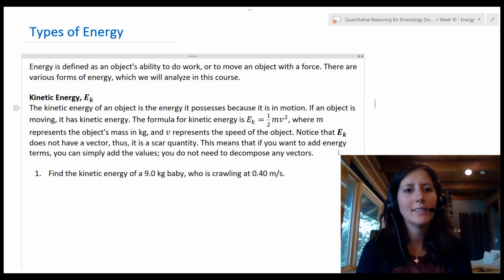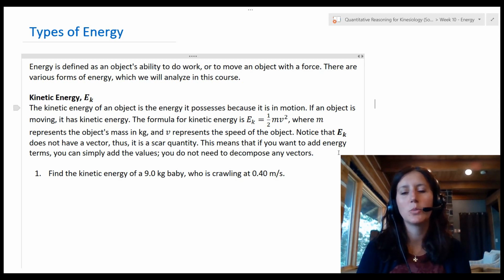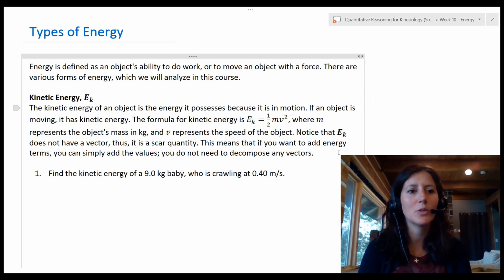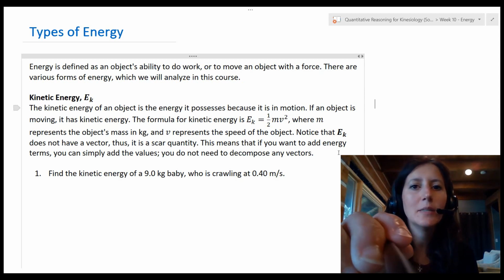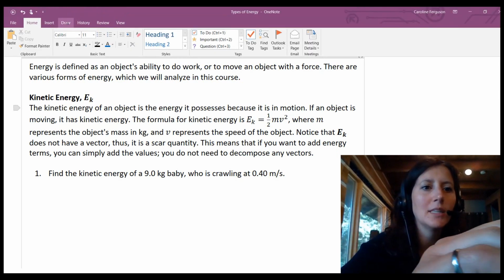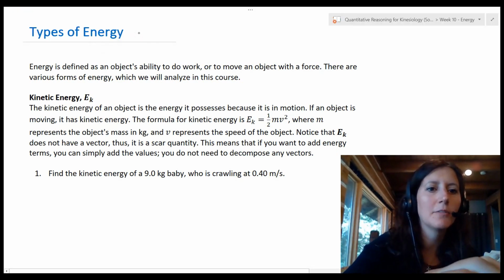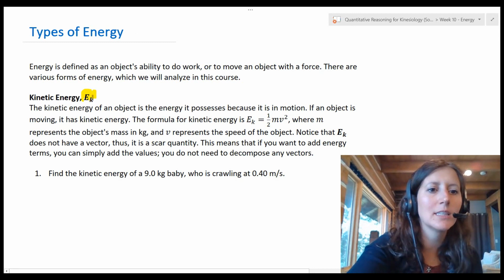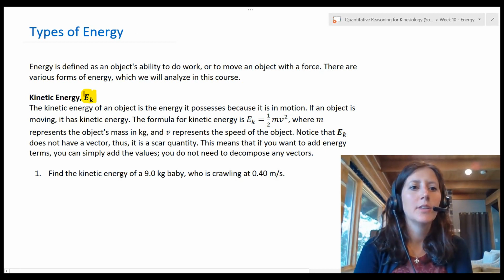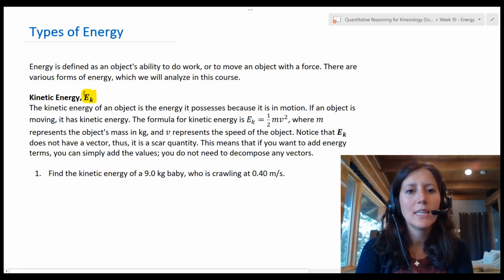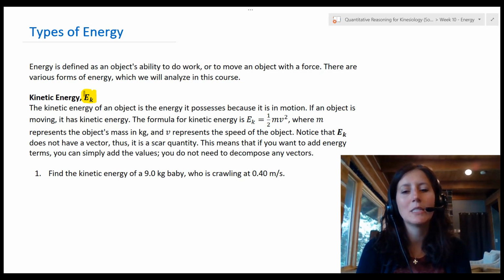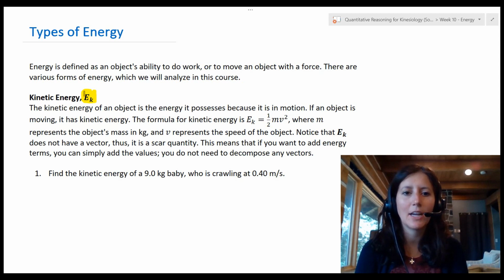So energy is defined as an object's ability to do work or to move an object with a force. There's different types of energy which we're going to look at in this course. The first type is called kinetic energy, and the symbol for kinetic energy is going to be E with a subscript of K. Okay, so this is kinetic energy here. Kinetic energy of an object is the energy that it has because it's moving. If an object is moving, then it has to have kinetic energy.